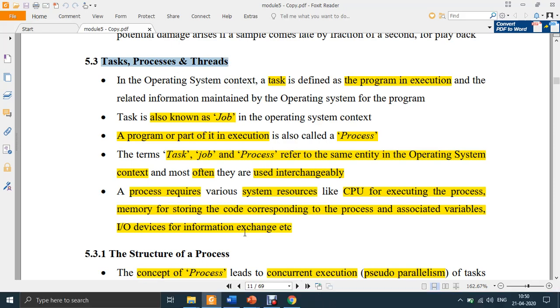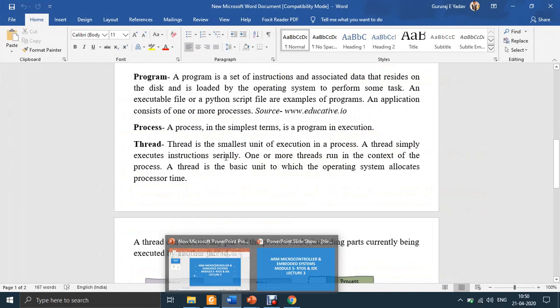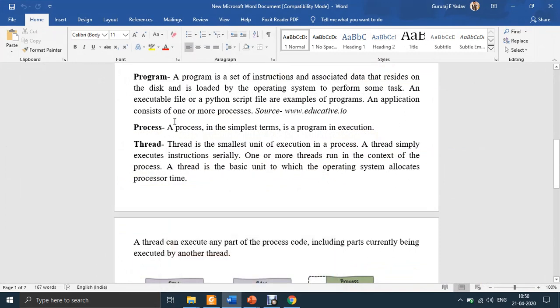In the first lecture itself we had discussed what is a process, what is a program and what is a thread. A program is a set of instructions and associated data that resides on the disk, on the secondary memory. Until and unless you run the program, it will not become a process. A program can be an executable file or a Python script. As soon as you start to run it, it will become a process.